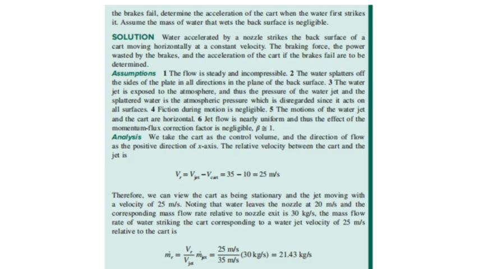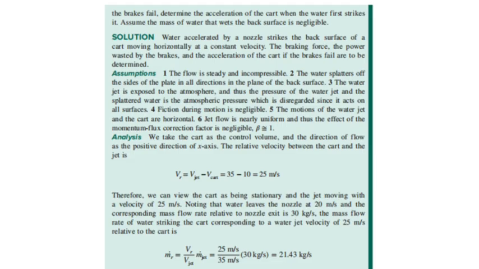The water jet and cart are both moving in the same direction, so we need the relative velocity between them. The jet travels at 35 meter per second and the cart at 10 meter per second. So relative to the cart, the water approaches at only 35 minus 10 equals 25 meter per second. Think of it like sitting in the cart. The water seems slower because you're moving away from it.